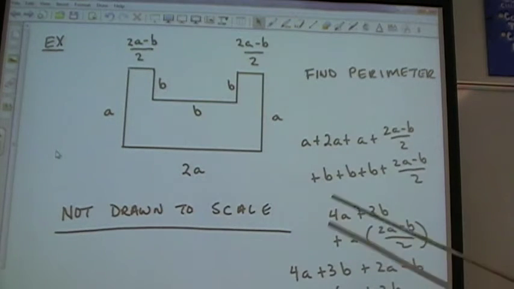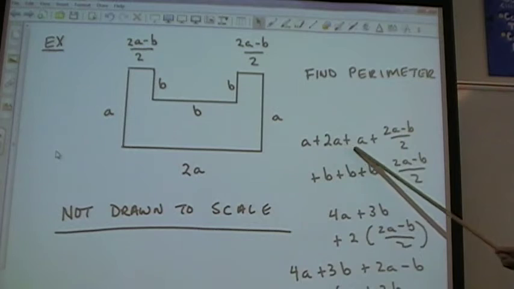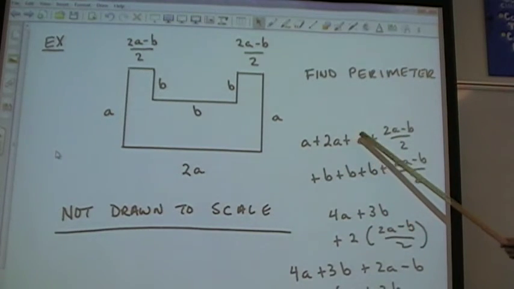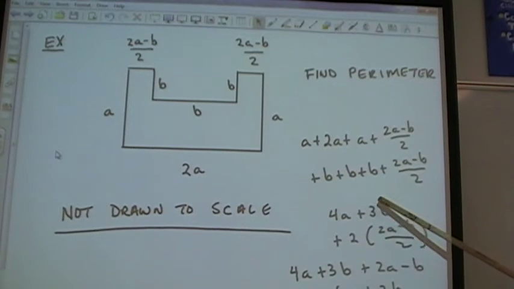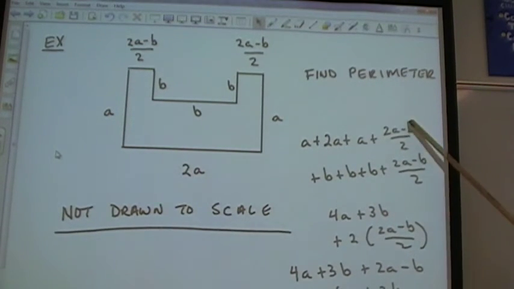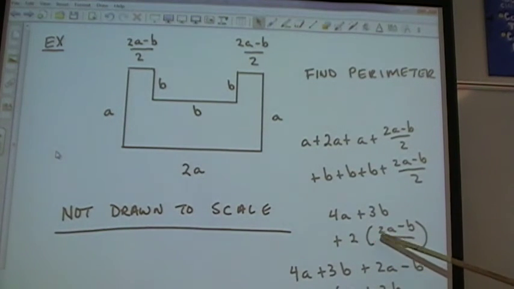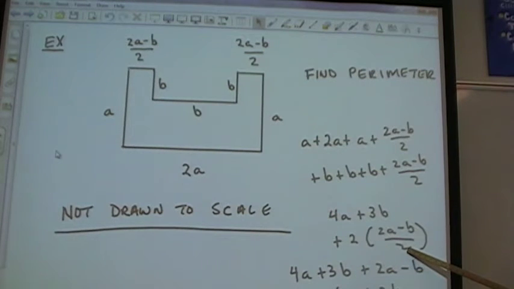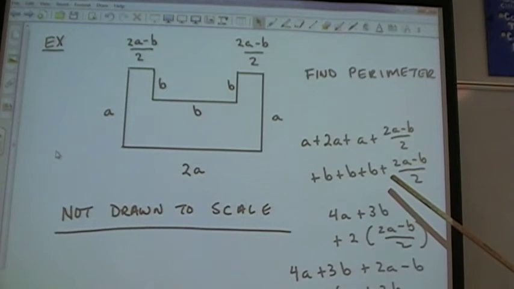So combine like terms, and I sort of separated the fraction, put those two together. I combine these here, a plus 2a plus a is 4a. B plus b plus b is 3b. And how many of these do I have? 2. That's why I just rewrote it like this. 2 times 2a minus b over 2. Okay. You could do it that way, or you just could combine them because you have the common denominator. So you could just combine the numerators if you wanted to.